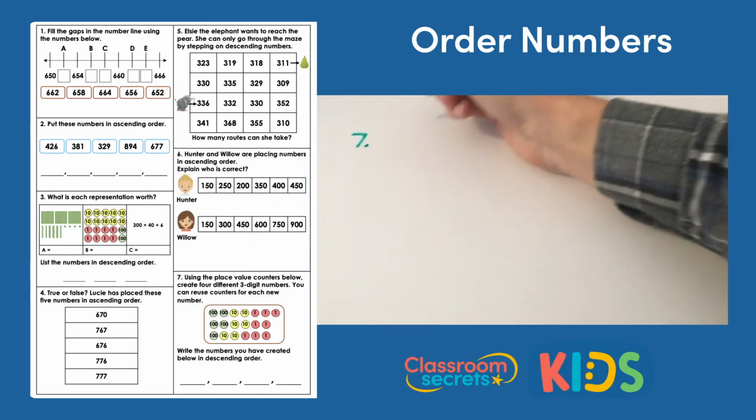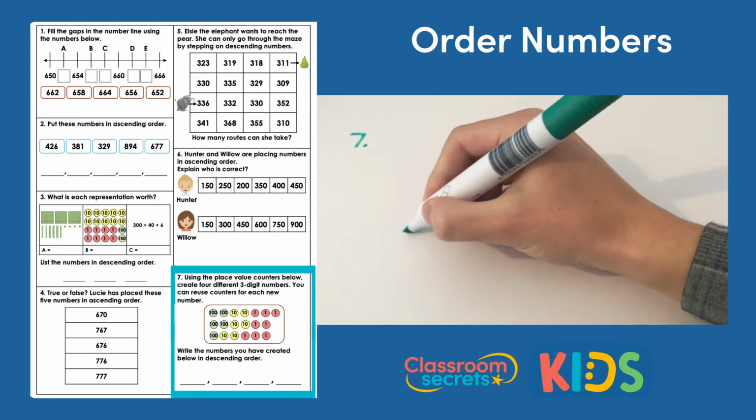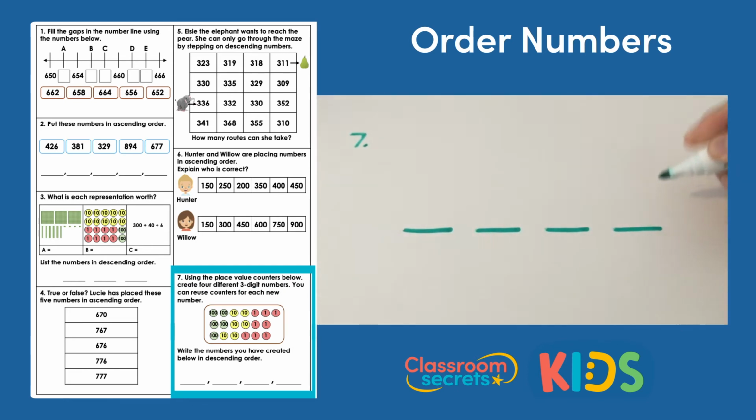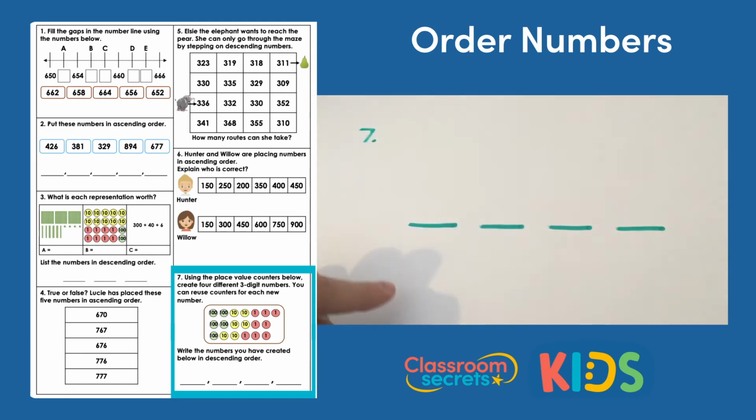Question 7 asks us to use the place value counters below to create 4 different 3-digit numbers. So we need to create 4 numbers. That's the spaces for my 4 numbers. You can reuse counters for each new number. So if I use 200s here for this number, I can then use those 200s again in this number or this number. So each time we can reset our place value counters.